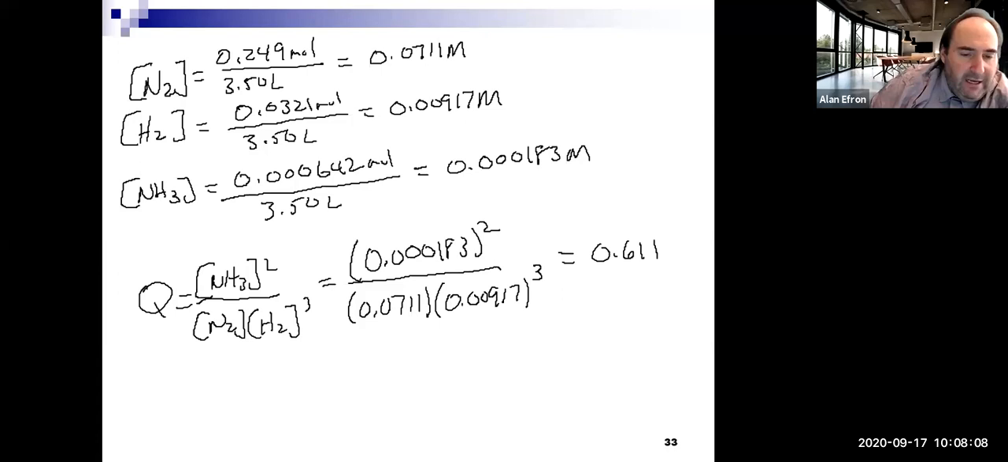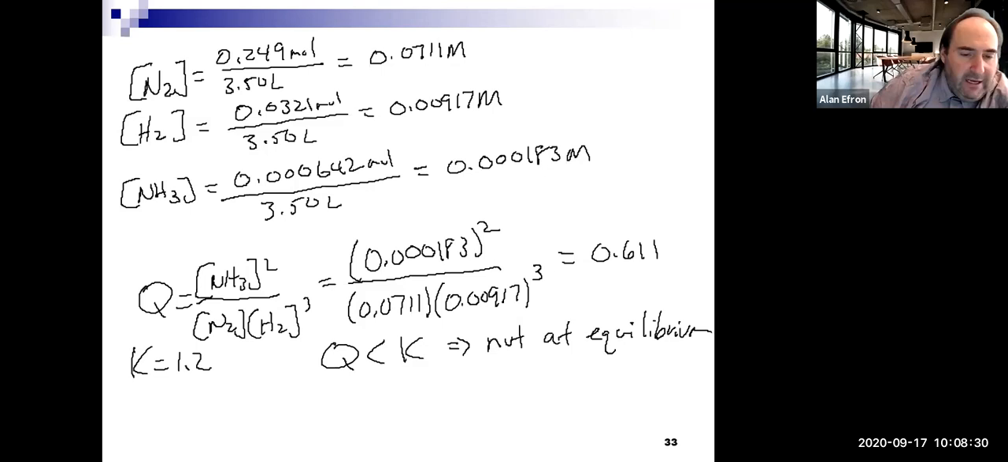So if we remember from the problem, our K value is 1.2. So in this case, Q is less than K. And what that tells you is, first off, you are not at equilibrium. And in order to reach equilibrium, going opposite of where that sign is pointed, you need to go to your products. So the reaction needs to go to the right to form more products to reach equilibrium.